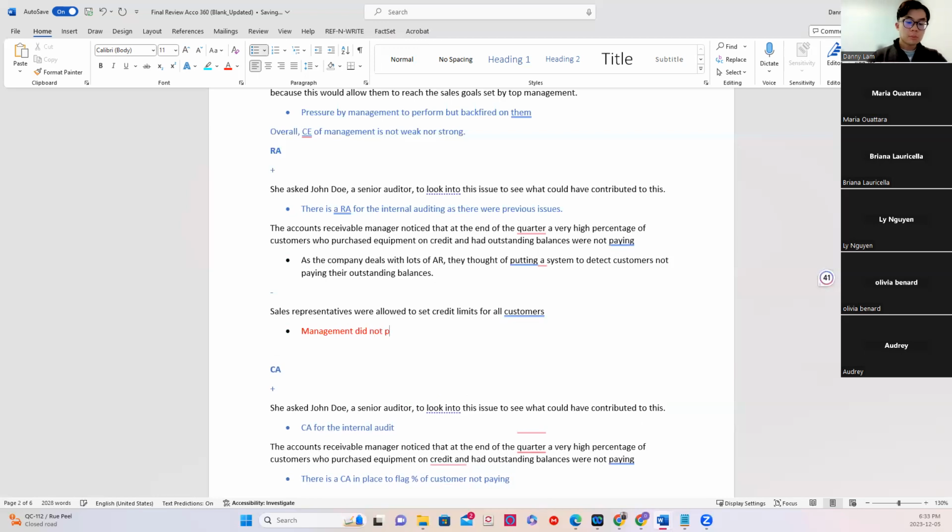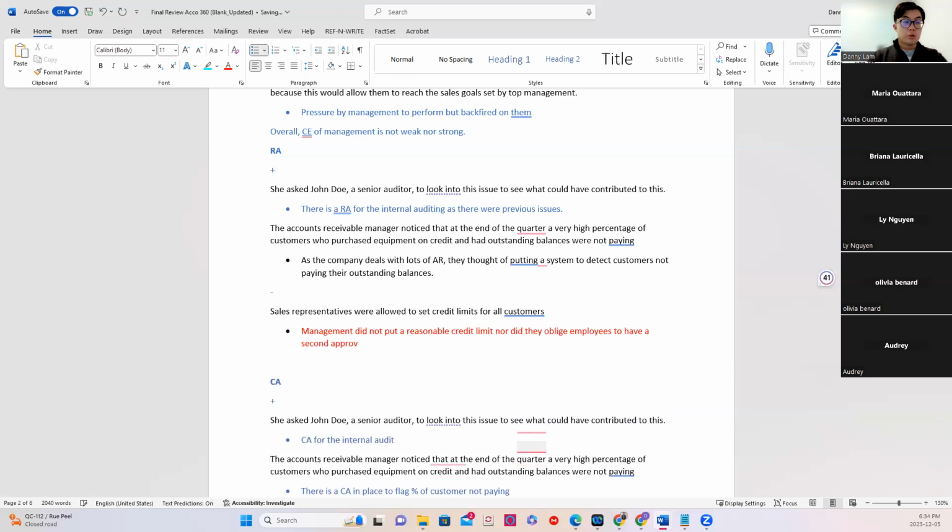Management did not put a reasonable credit limit, nor did they oblige employees to have a second approval for it, as they did not believe it was a risk. Okay.